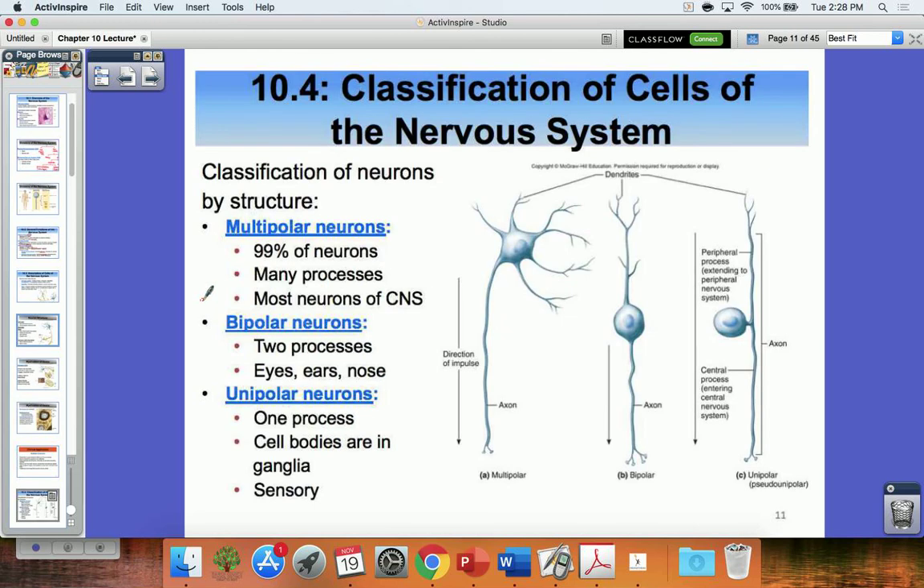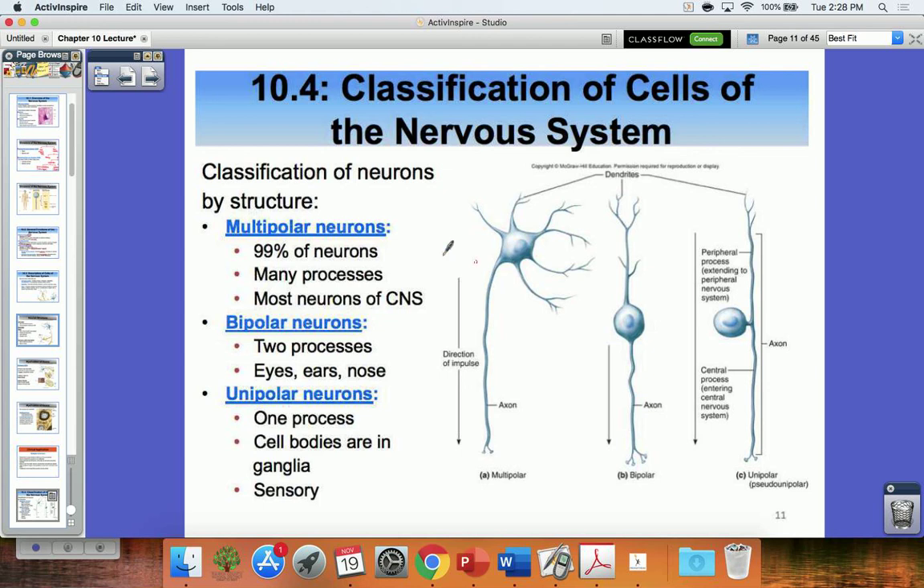So, we talked about neurons as far as the basic structure, the general structure of them, but they don't always have the same type of structure. They don't always look like the ones that we've been looking at, which are these. But most of the ones that we have in the body are going to have that particular shape. And these are called multipolar neurons.